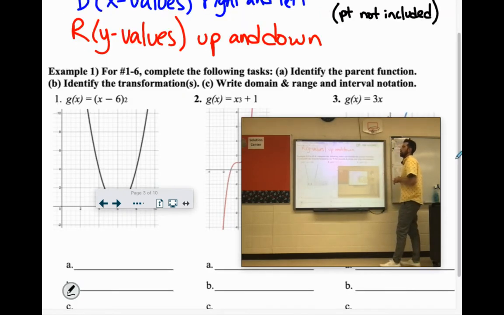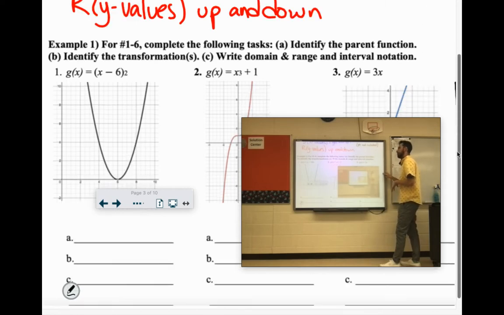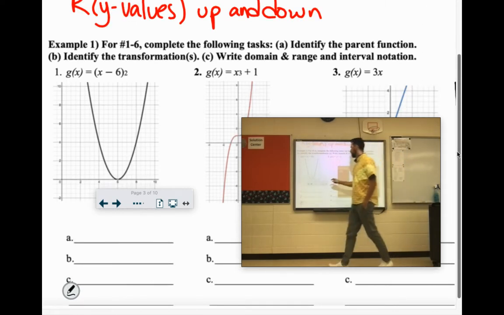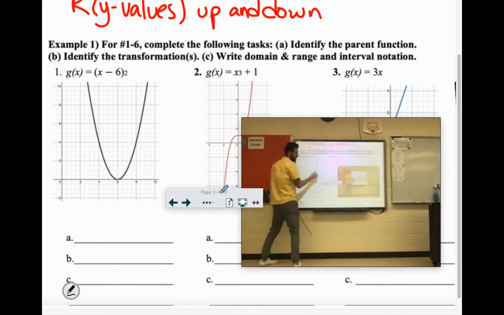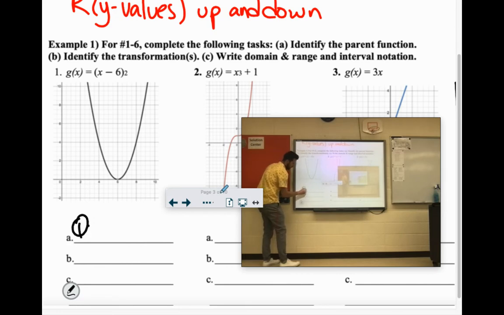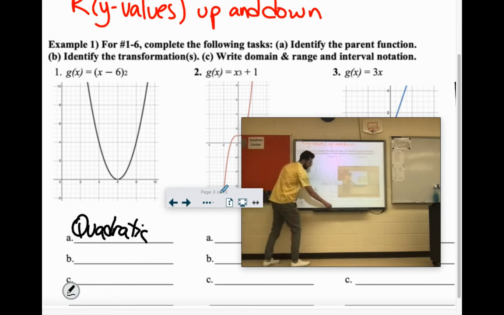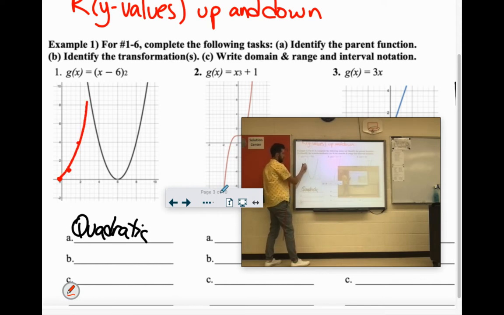So for 1 through 6, complete the following tasks. Identify the parent function, identify the transformations, and write the domain and range in interval notation. So looking at number 1, I see it's got that parabola U shape. So that happens when it's quadratic. So a typical quadratic function starts right at 0, and then it goes to 1, 1, and then 2, 4. So it would look like this.